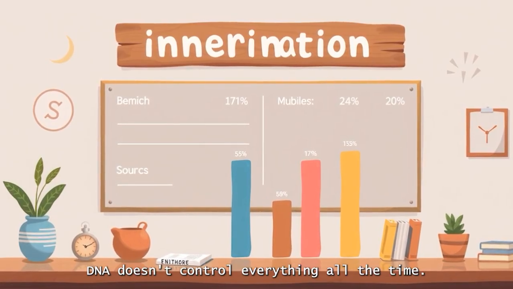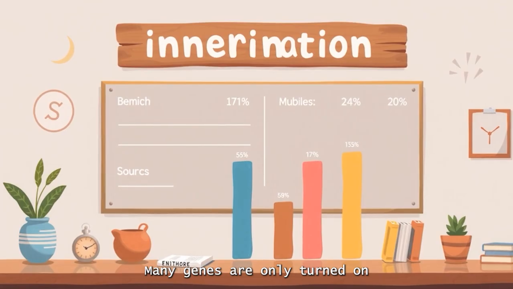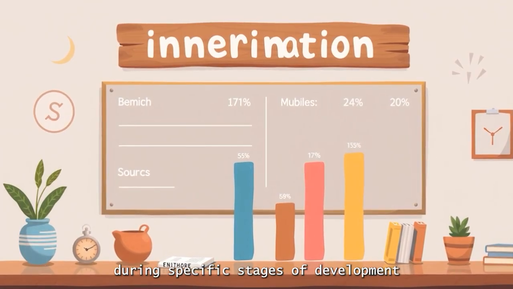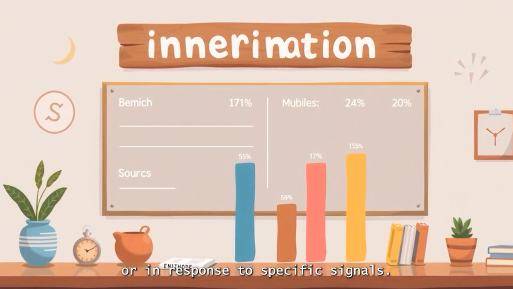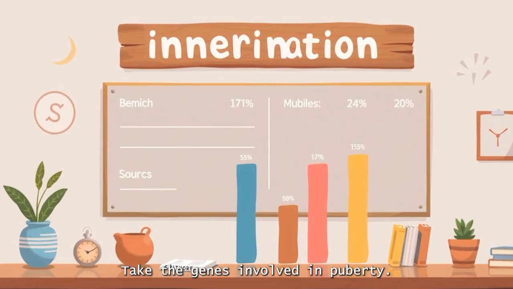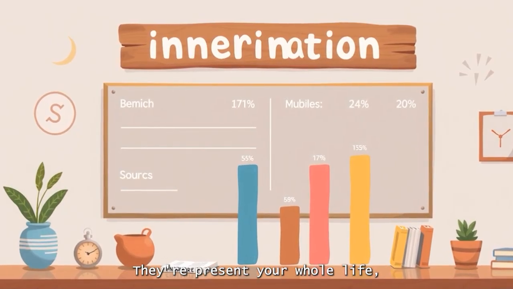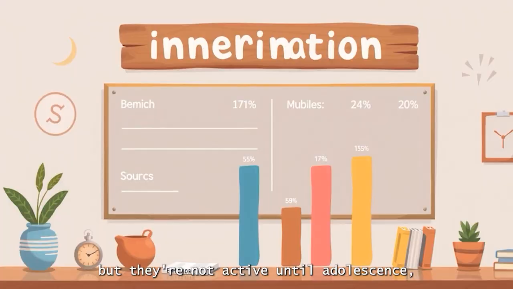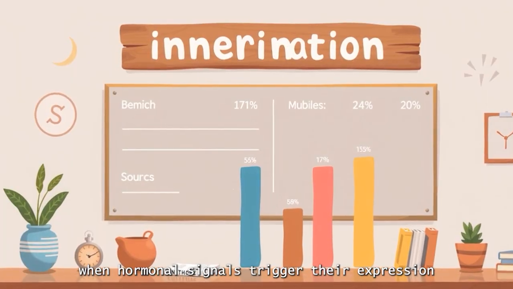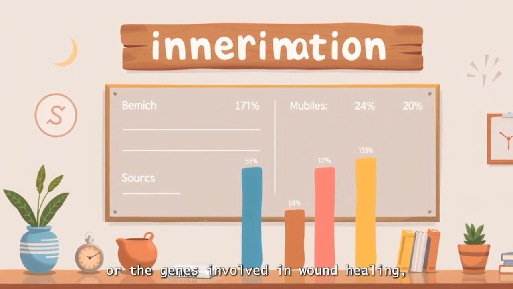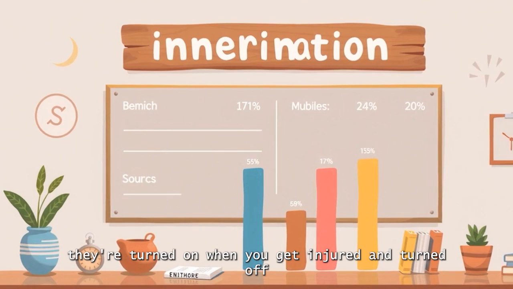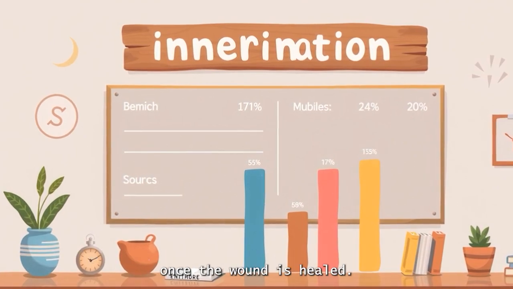Level 23. Some genes are only active at certain times. DNA doesn't control everything all the time. Many genes are only turned on during specific stages of development or in response to specific signals. Take the genes involved in puberty. They're present your whole life, but they're not active until adolescence when hormonal signals trigger their expression. Or the genes involved in wound healing. They're turned on when you get injured and turned off once the wound is healed.